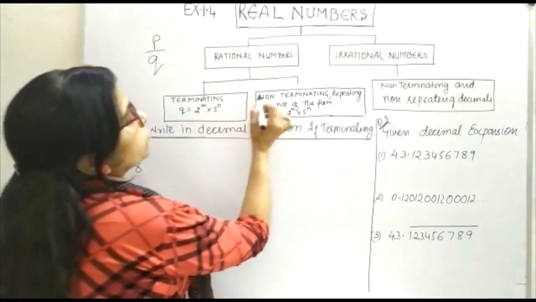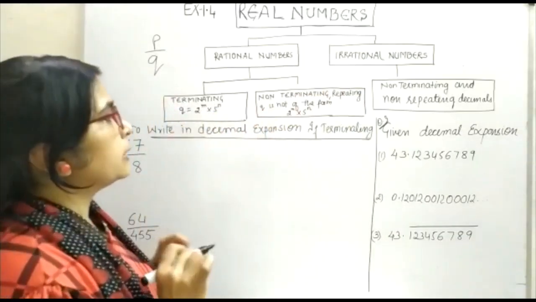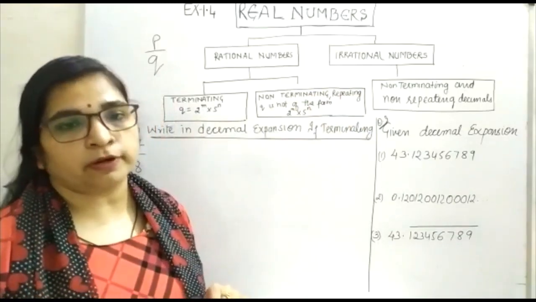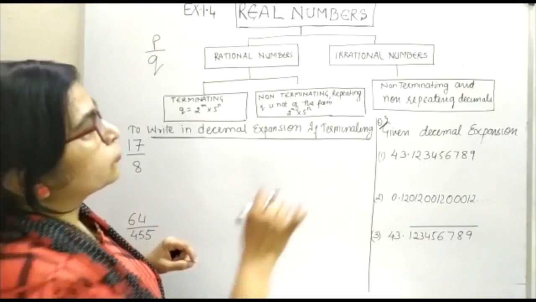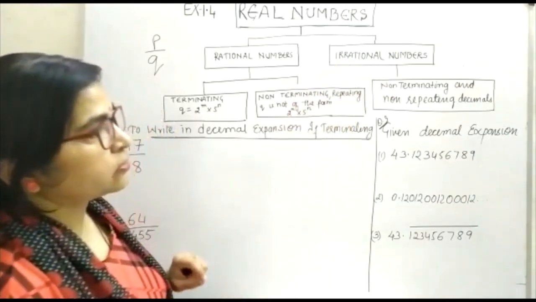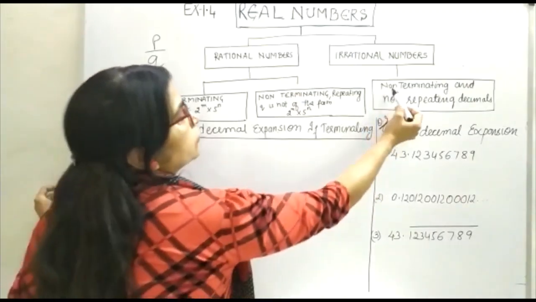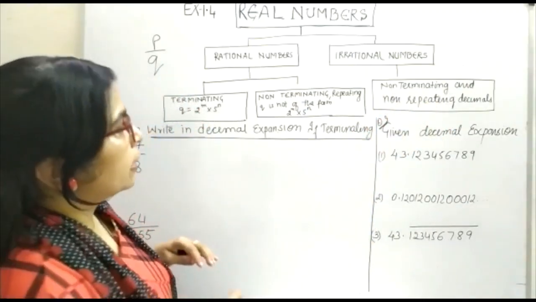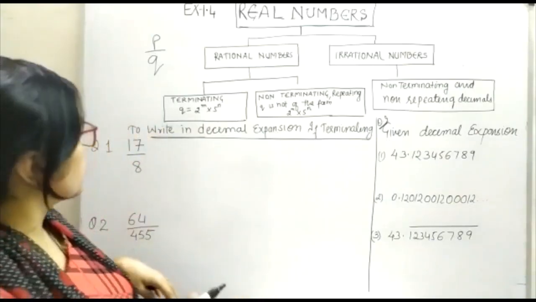Again, let us move to non-terminating repeating. Non-terminating repeating means your denominator is not of the form 2 to the power m into 5 to the power n. Then let us move to irrational numbers. Irrational numbers are not rational numbers, and moreover they are of the form non-terminating and non-repeating. We will understand this concept more with the help of the questions.